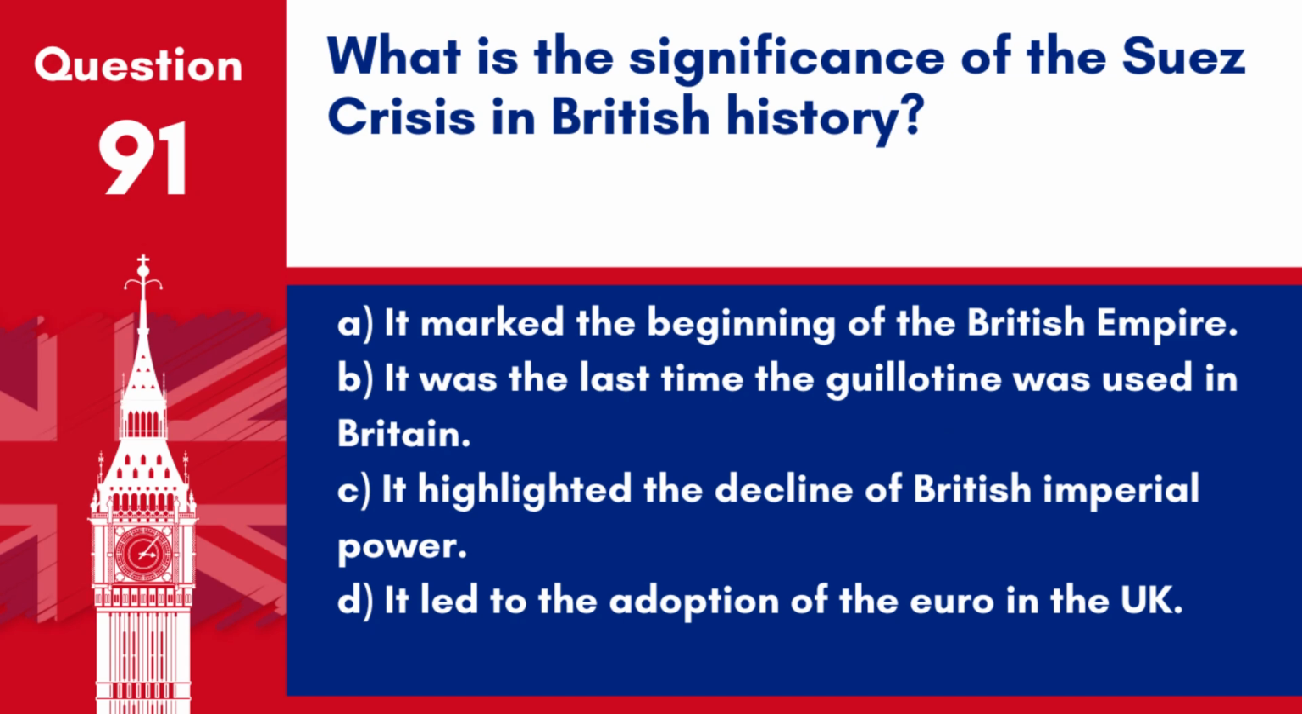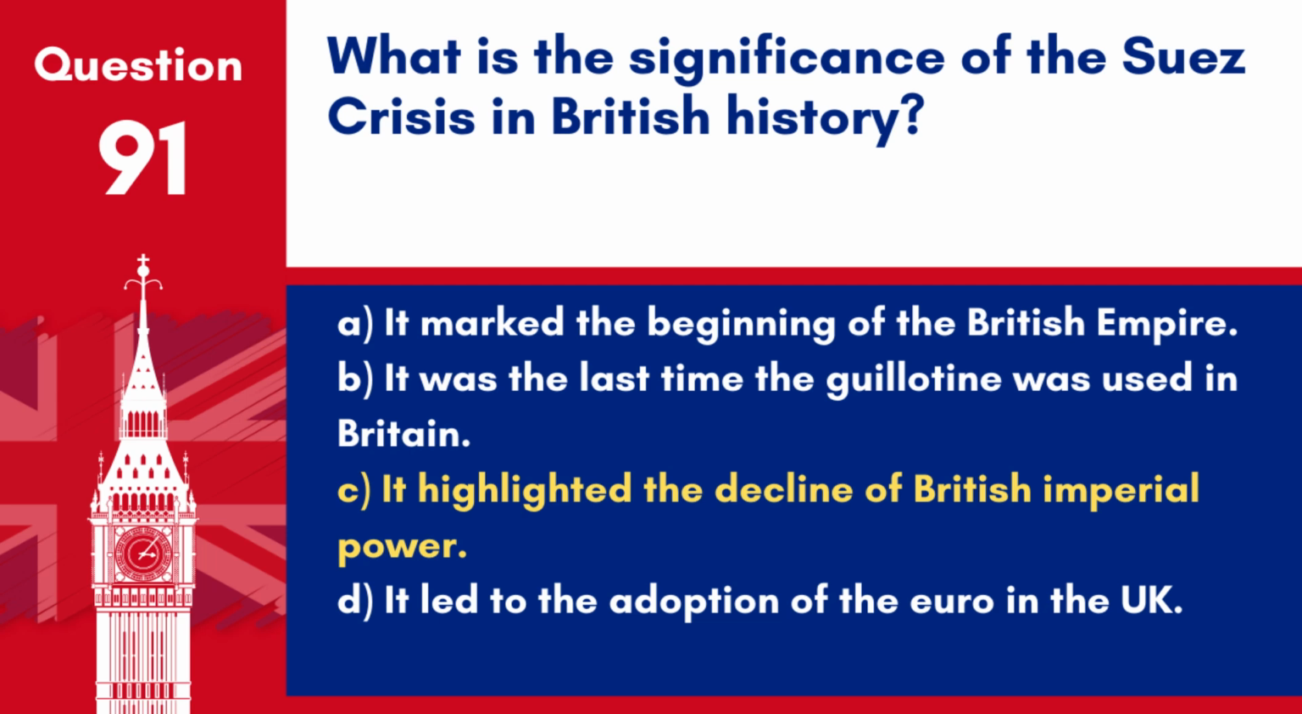Question 91. What is the significance of the Suez Crisis in British history? A. It marked the beginning of the British Empire. B. It was the last time the guillotine was used in Britain. C. It highlighted the decline of British imperial power. D. It led to the adoption of the euro in the UK. Answer: C. It highlighted the decline of British imperial power.